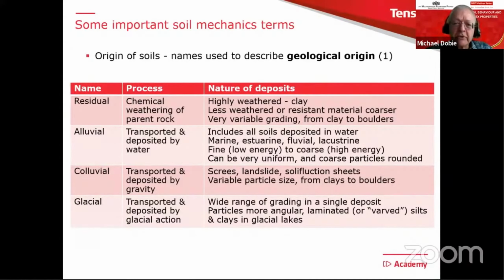But there are normally 8 and I've got 2 slides. So on the first slide, we have 4 items there: residual, alluvial, colluvial, and glacial. Well, of interest here in Indonesia, it's the first 2, residual soils and alluvial soils.